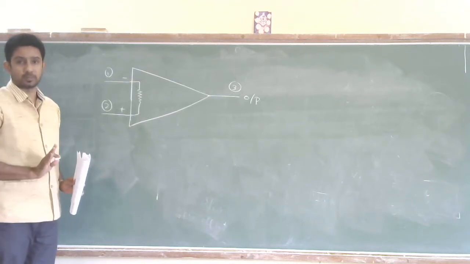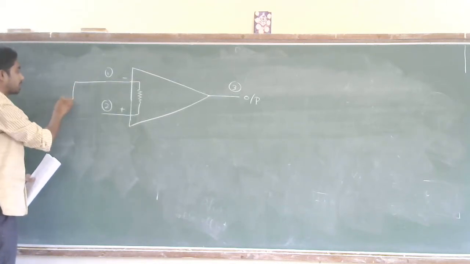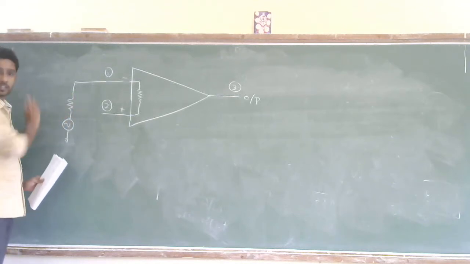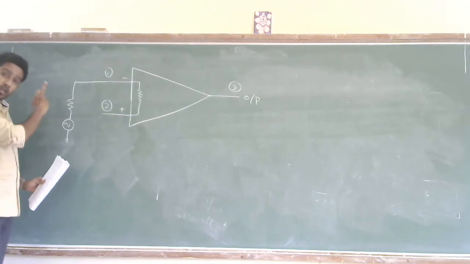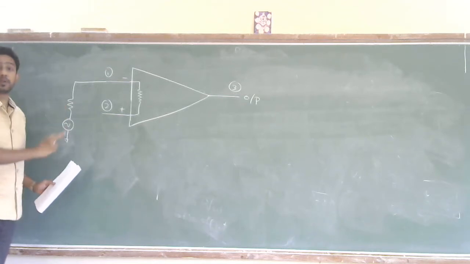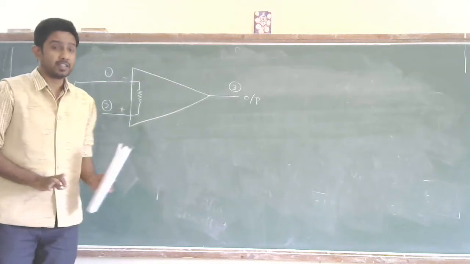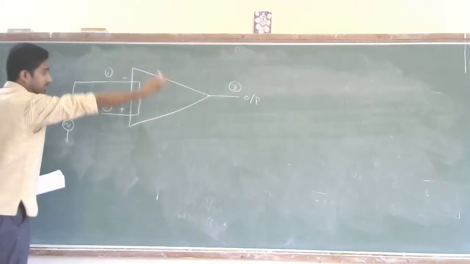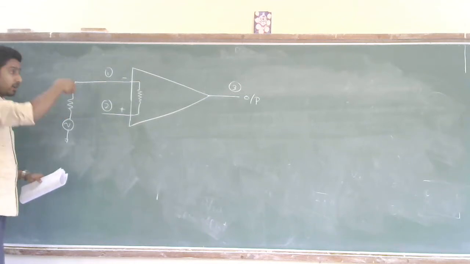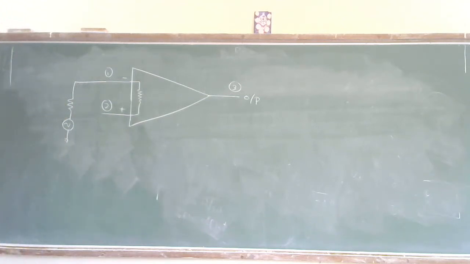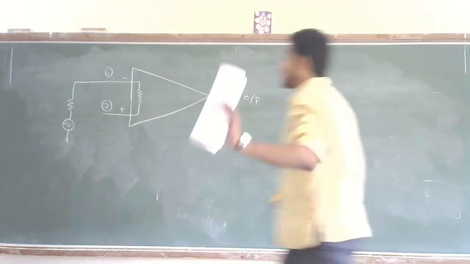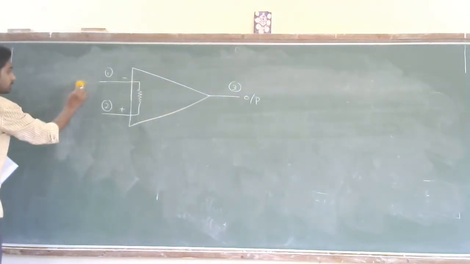When I draw a circuit with the resistance and the power supply here like this, the resistance seen by the power supply is the input resistance, but it is not the input resistance of the op-amp device. It is the input resistance of the op-amp circuit. The entire circuit is the input resistance. But what I am trying to understand now is the input resistance of the op-amp device, so I will not consider this one.